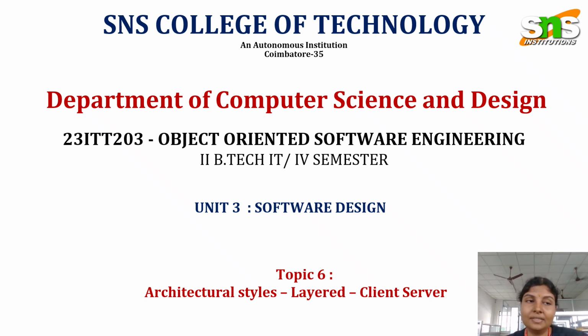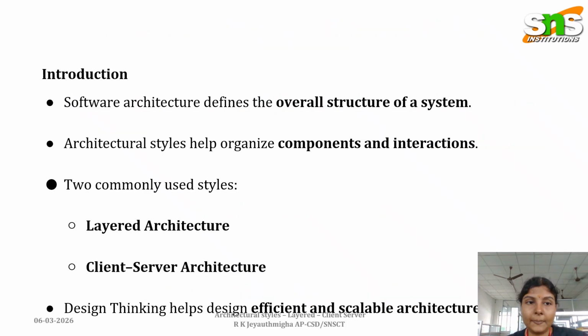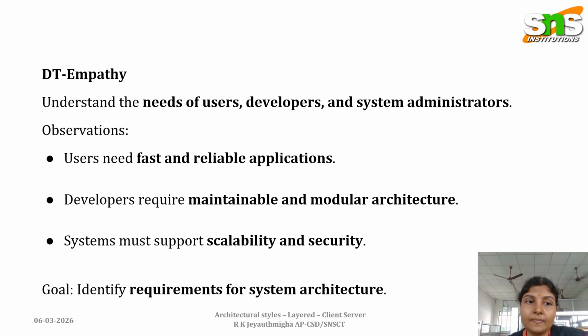The topic to be discussed is architectural styles, layered and client-server. Software architecture defines the overall structure of a system. Architectural styles help organize components and interactions. Two commonly used styles are layered architecture and client-server architecture. Design thinking helps design efficient and scalable architectures.